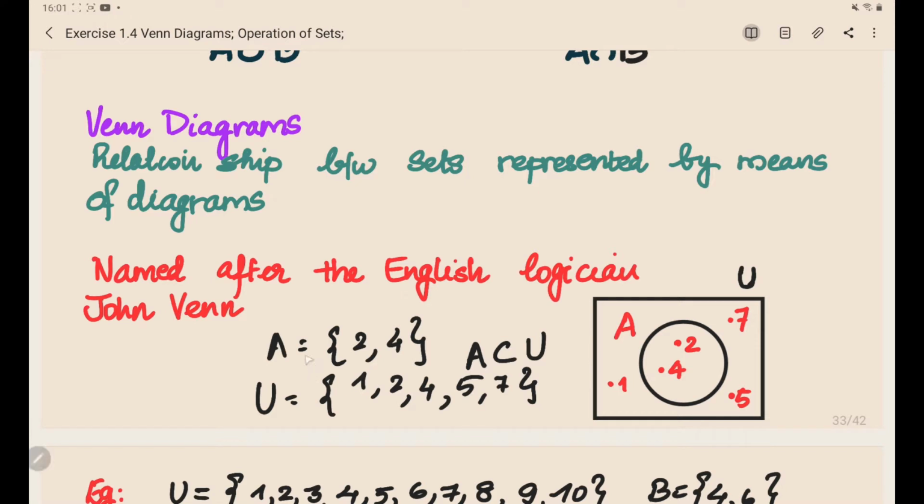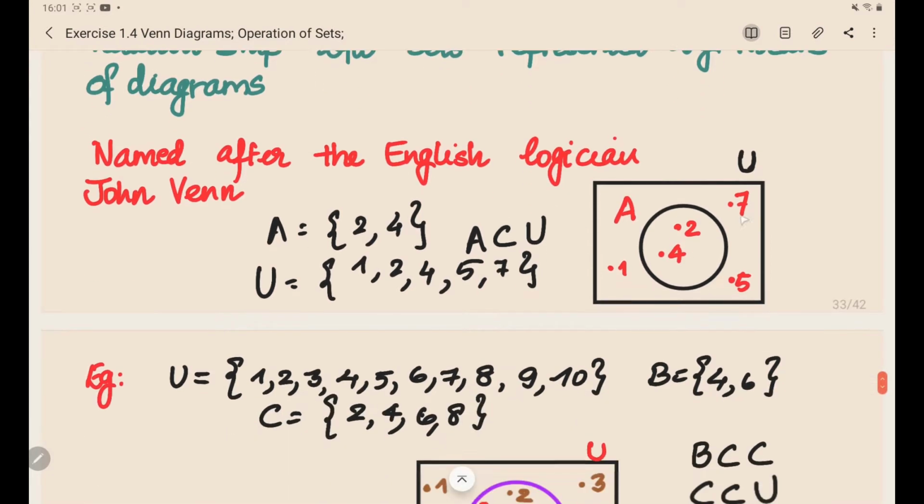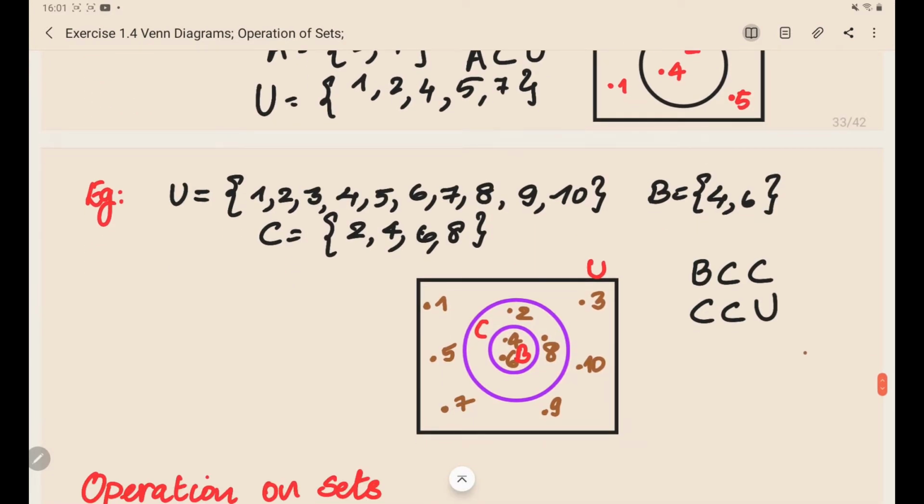For example, let's take A's elements as 2 and 4. The universal set's elements are all the elements inside this rectangular box: 1, 2, 4, 5, 7. So you can say that A is a subset of this universal set. I hope it's clear.